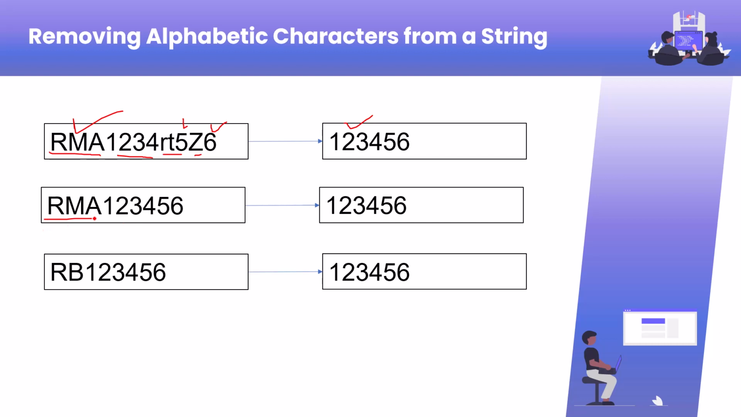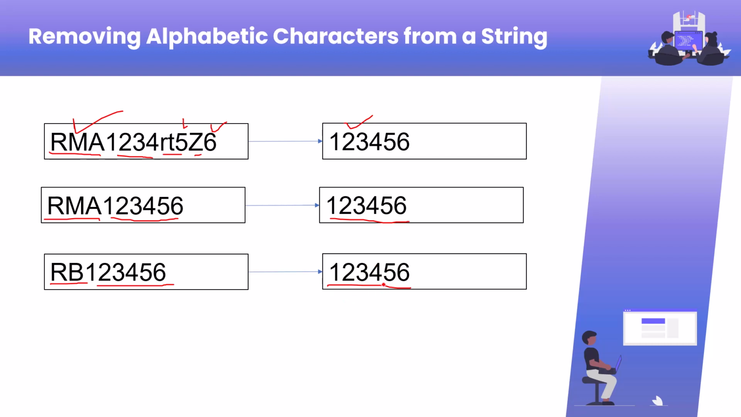In a similar fashion, if there is any RMA like this one, and after that we have a number, then we want only the number. The number of characters may be 2, 3 or 4, or may vary in your string, but we only want digits, not the alphabetic characters. One more example: there is an RB and we have numbers, so we excluded the RB and we get our result like 1 2 3 4 5 6. So these particular digits may change, but we don't want any characters.